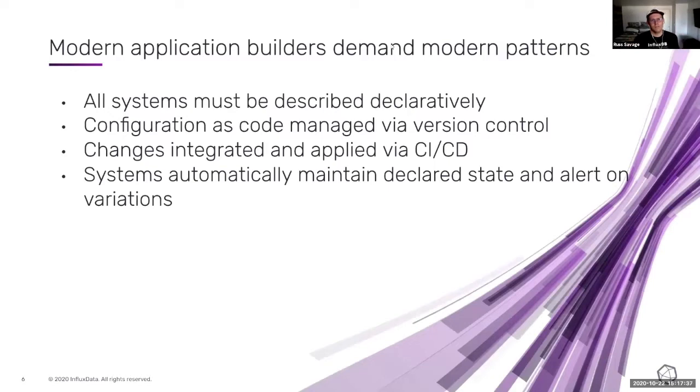So all systems must be described declaratively, right? You want to store all your configuration as code, manage everything with git commands and version control. All of your changes need to be integrated and applied via a continuous integration or continuous deployment process. And your system should automatically maintain the declared state and alert on the variations in your system. All of these different tools and techniques make up the foundations for the GitOps workflows that we're all familiar with.